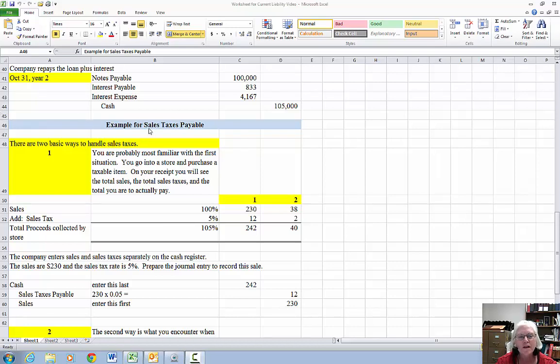Hey folks, welcome back for sales taxes payable, which is a portion of current liabilities.